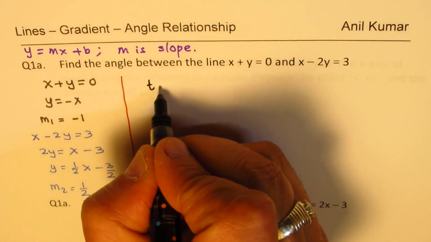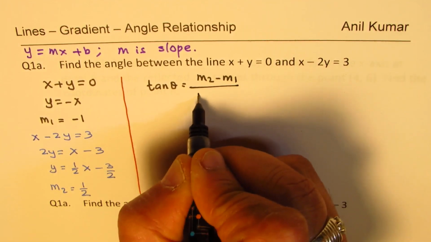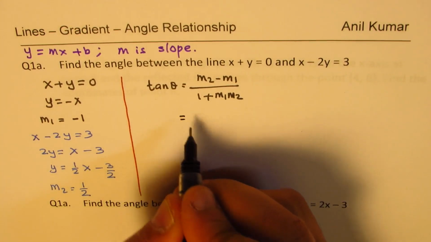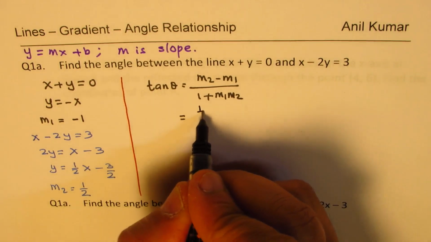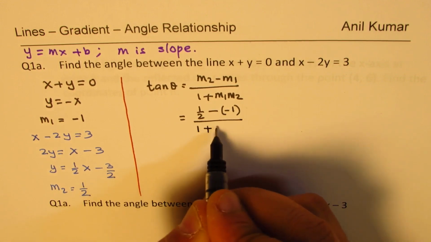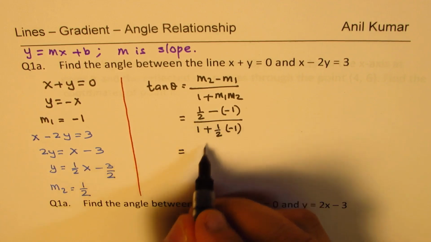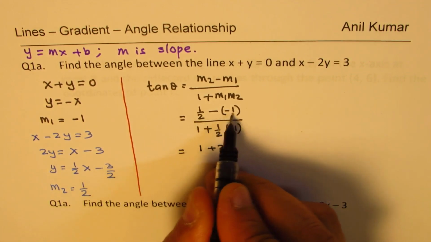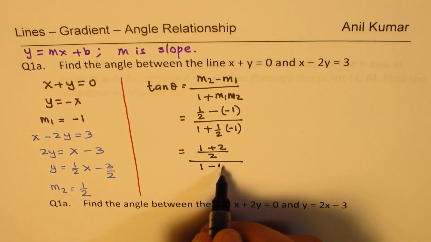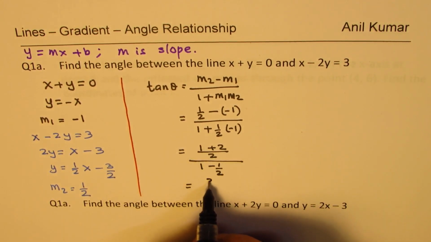Now for the angle between the two lines, we have the formula tan theta equals (m2 minus m1) divided by (1 plus m1 m2). Correct? So we can write from here: m2 is half, minus 1, over 1 plus half times minus 1, correct? So that gives you 1 plus 2, taking 2 as the common denominator right here. And in the denominator, we have 1 minus half, correct? So we could simplify the numerator and write this as 3 over 2.